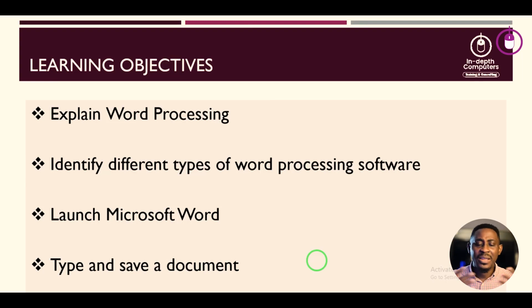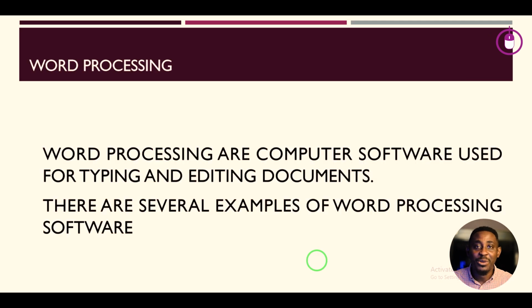Okay, so can we learn about Microsoft Word right now? Yes. The Microsoft Word application is used for typing. But what is the learning objective for today's class? We're going to be able to explain word processor or Microsoft Word software. We'll be able to launch the Microsoft Word software. We will learn how to type and save a document.